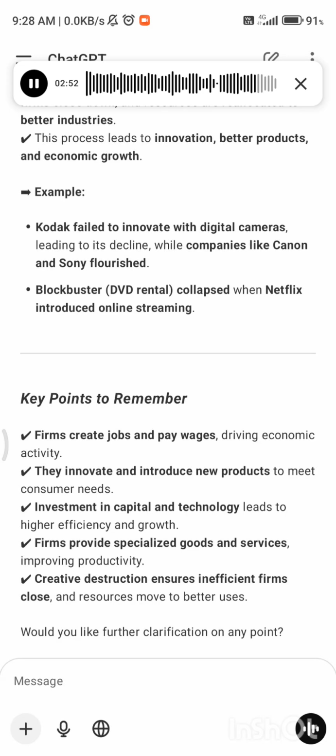They innovate and introduce new products to meet consumer needs. Investment in capital and technology leads to higher efficiency and growth. Firms provide specialized goods and services, improving productivity. Creative destruction ensures inefficient firms close and resources move to better uses. Would you like further clarification on any point?